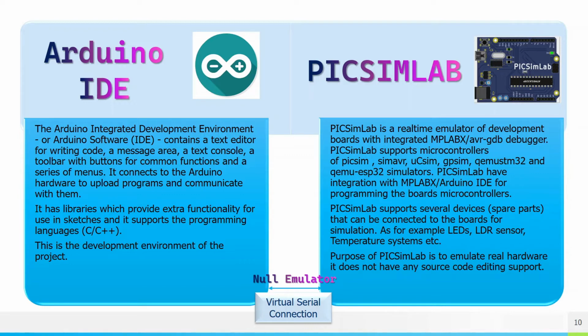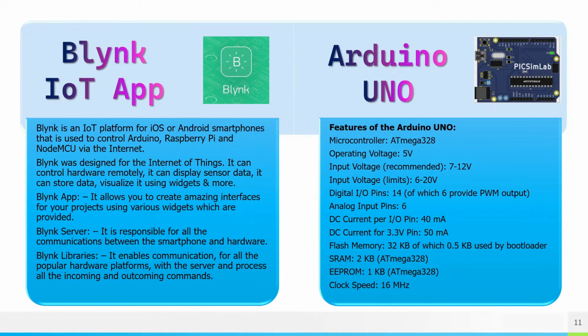Not only that, but we also use null emulator, which is the virtual serial connection, in order to do the serial communication between Arduino IDE and PICSIMLAB. Next one is Blynk IoT app. This is the mobile application that we use to control the activities using our smartphone or tablets. Blynk app allows us to create interfaces for our project, and Blynk server is responsible for all the communication between smartphone and PICSIMLAB. Next one is Arduino Uno. This is the board that we are using to implement our project.